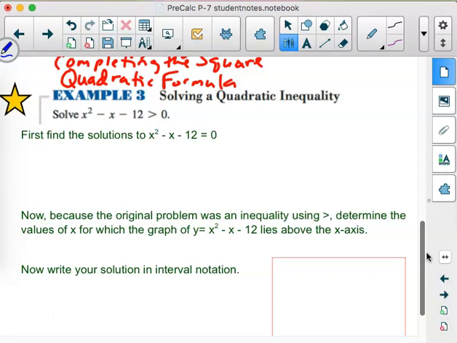So first thing I do is think, there's no greatest common monomial factor. It's not a perfect square trinomial because negative 12 is not a perfect square. But I am certain we can find two numbers that multiply to negative 12 and add to negative 1. What are they?